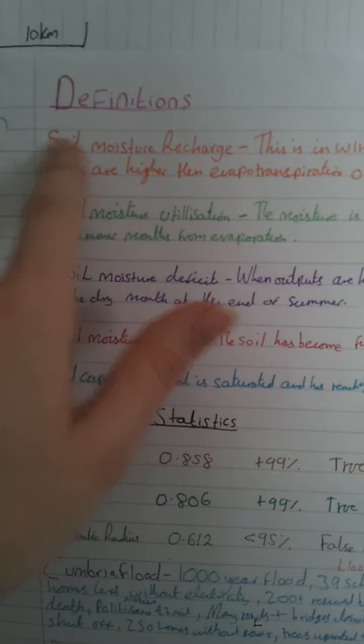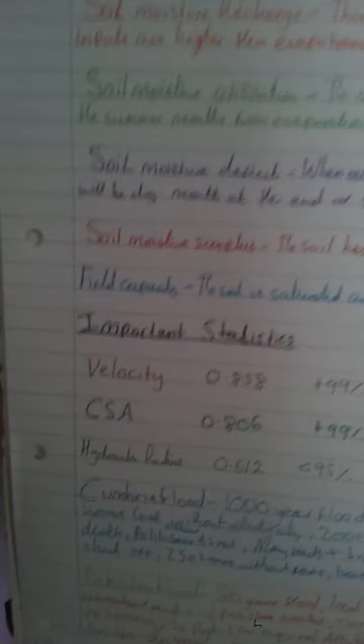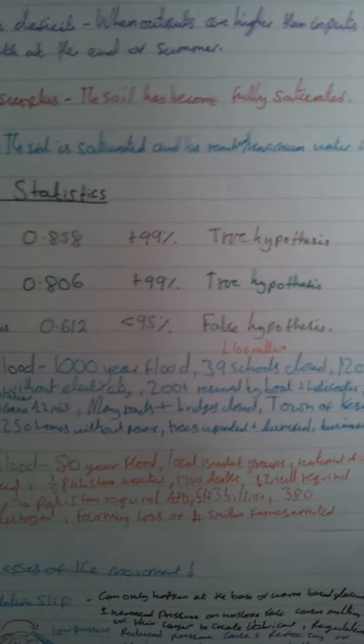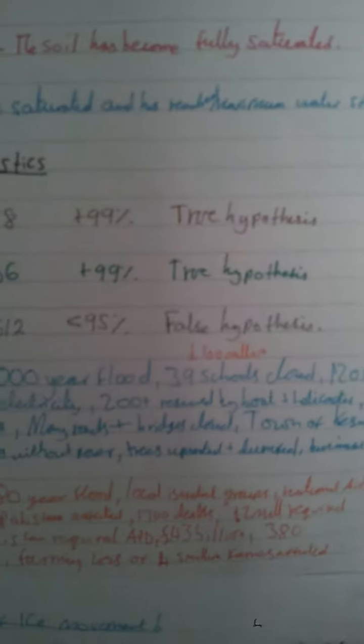And so you've got this one here, where they might ask when soil moisture recharge happens. It happens in winter, or moisture utilisation, when moisture is used up, and that is in summer months. It's the same with deficit, because the outputs are higher than the inputs. Soil moisture surplus is in winter, because that's when the ground becomes more saturated and there's more rain, and field capacity is basically saturated ground, which you're more likely to get if there is, well, clearly if there's a lot of precipitation, but also if there's deforestation, impermeable ground, steep sides that allow the water to get there faster.